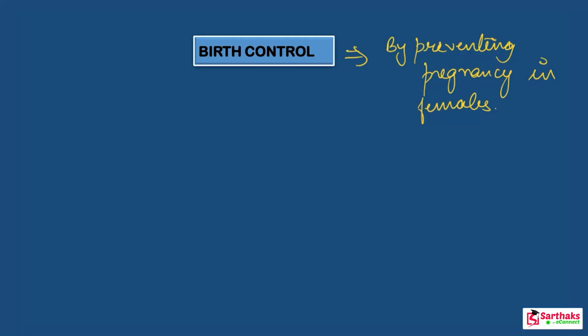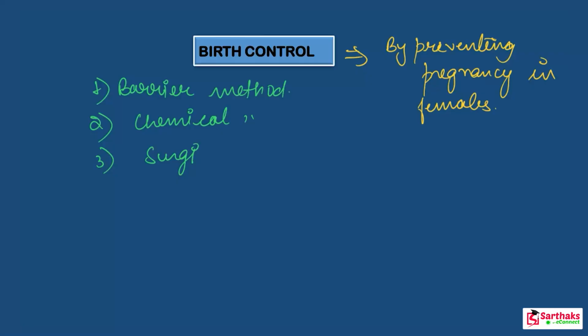Let me tell you. The first method is known as the barrier method, the second is known as the chemical method, while the third is the surgical method of birth control. Let me explain each and every method in detail.